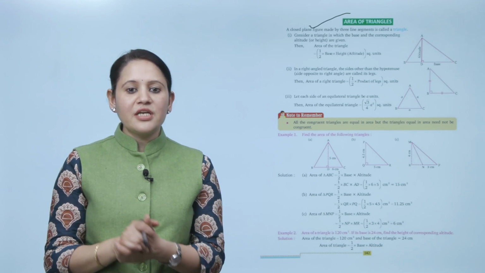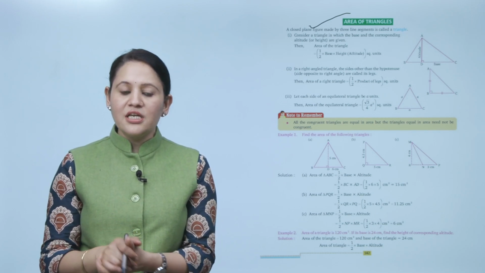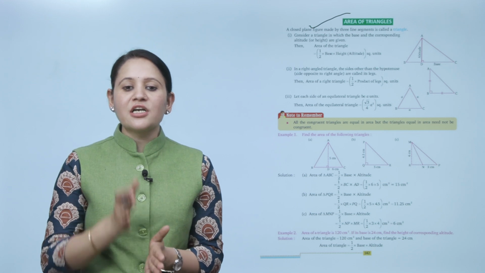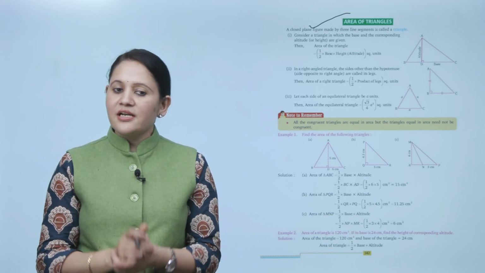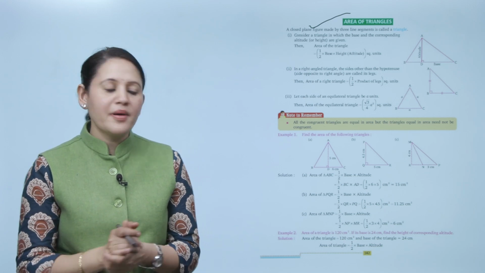Let each side of the equilateral triangle be a unit. Then the area of equilateral triangle will be √3/4 a square unit. Clear? Next is note to remember.